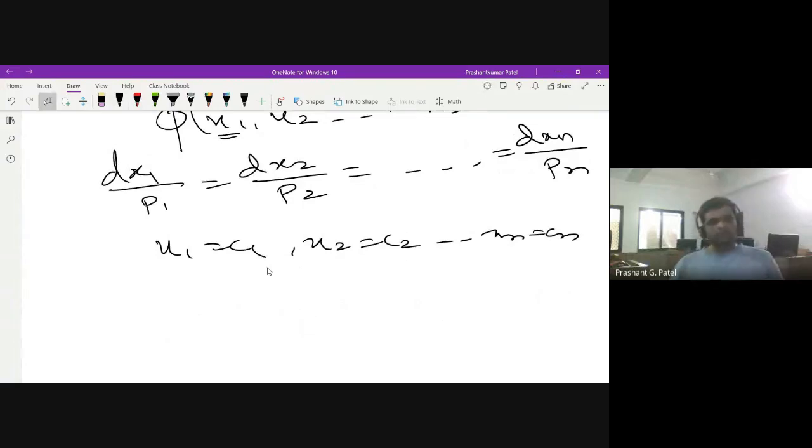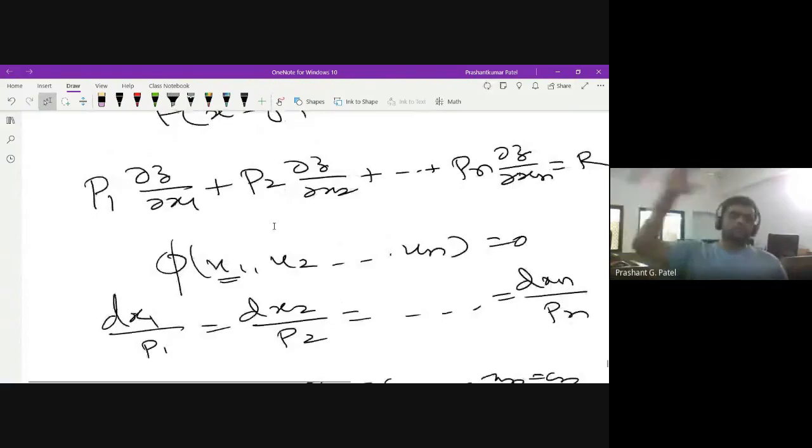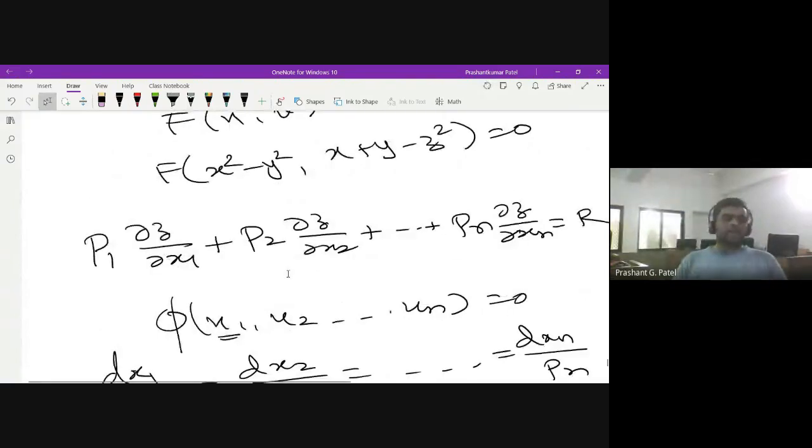So what I mean to say is, if the quasi-linear equation has more than one variable, then the same technique will be used to deal with it. Okay, that's it for this lecture.